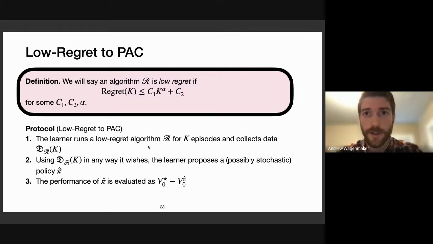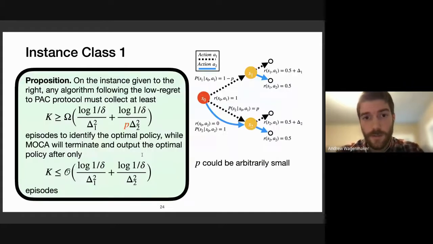Then we're going to look at the following protocol, which we call low regret to PAC. Basically, the learner runs some low-regret algorithm R for k episodes and collects some data, which we denote by script D. Then, using this data in any way they wish, they propose a possibly stochastic policy pi hat, and it's evaluated on the performance of pi hat. So it's the PAC problem, but we're restricting the learner to only play a low-regret algorithm. We have a couple of examples where we can show that the low-regret algorithm is suboptimal.